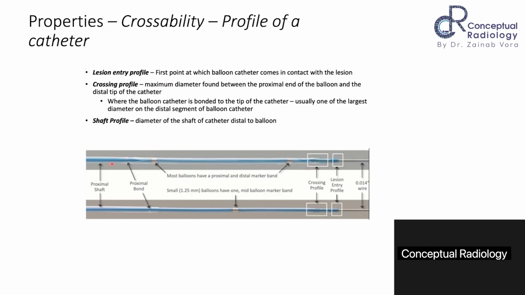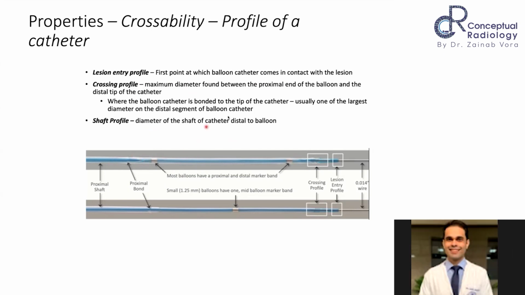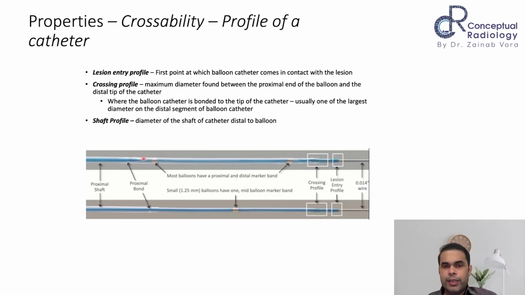Next profile is the shaft profile. Sometimes this shaft may be smaller than the balloon if the balloon is a larger diameter balloon, and sometimes it may be larger than the balloon if the balloon itself is a low diameter. Usually in the beginning, it is not very different, but reusability, I told you, can become difficult. So the crossing profile, the shaft profile, and the lesion entry profile, all of these together will decide whether you can cross the lesion easily or not.